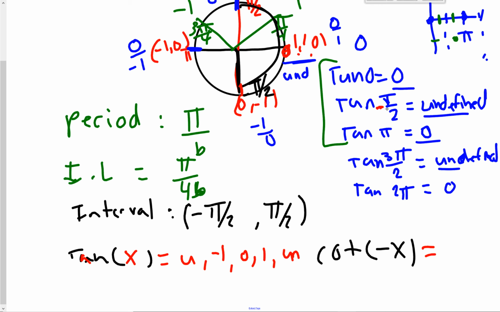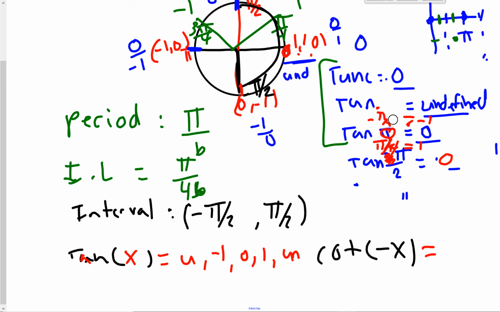So if negative pi halves is undefined, negative 1/4 pi is at negative 1. Normal 0 is at 0. Then at quarter pi, we're at 1, and then at pi halves, we're back to undefined. So that kind of is how it works for tangent.